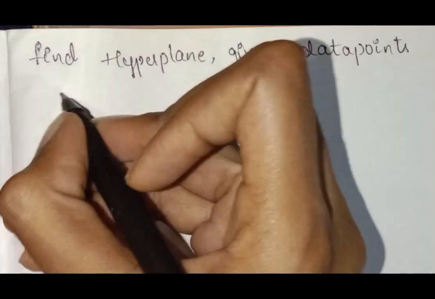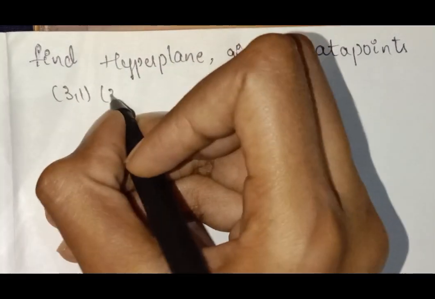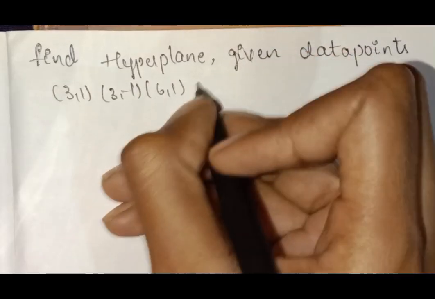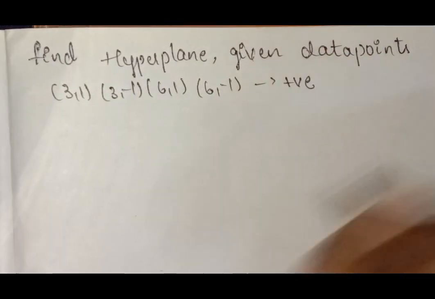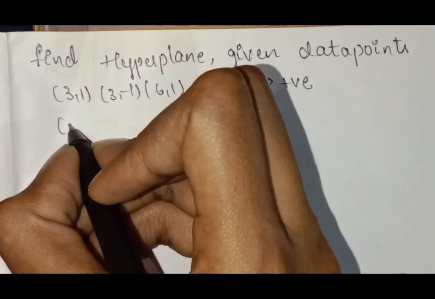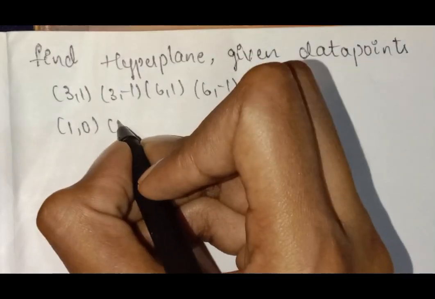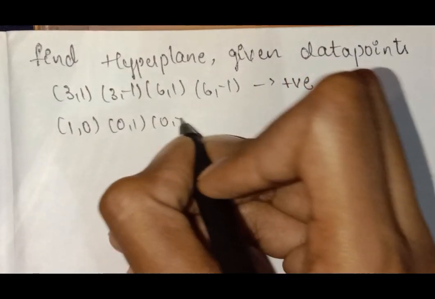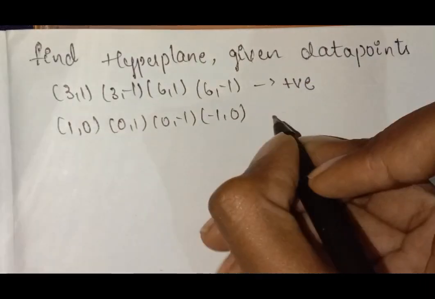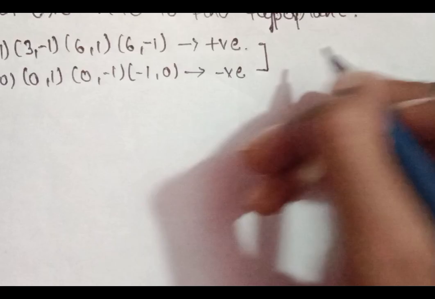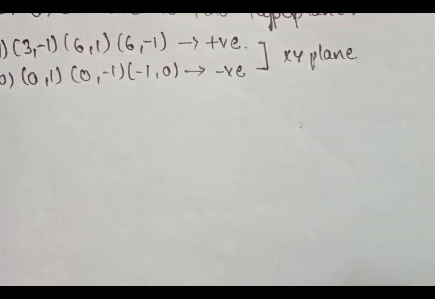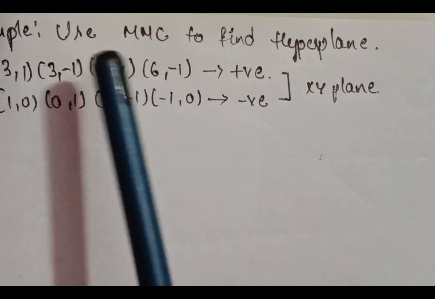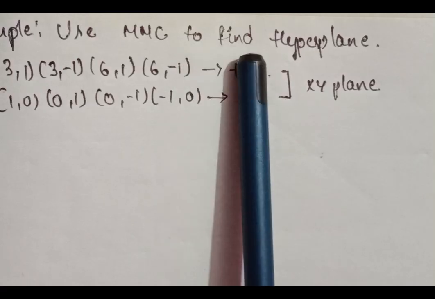The given points are (3, 1), (3, -1), (6, 1) and (6, -1). These are the positive data points, and (1, 0), (0, 1), (0, -1), (-1, 0) are the negative data points we are placing on the x and y plane. So this is the question. We are going to use the maximum margin classifier to find the hyperplane.